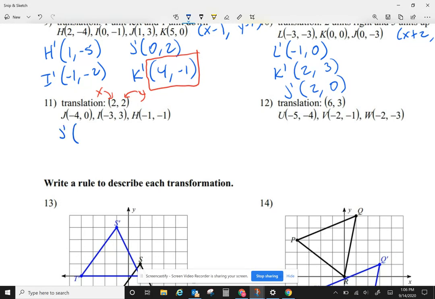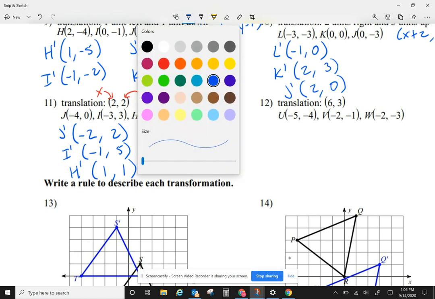J prime. If I'm asking, give me the coordinates of J prime, again, you don't have to type in J prime, just type in the coordinates. Your answer in this case should be -2, 2. I added 2 to x, and I added 2 to y. If I'm looking for the coordinates of I prime, my answer should be -1, 5. And for my coordinates of H prime, my answer should be 1, 1. I added 2 to x, I added 2 to y.